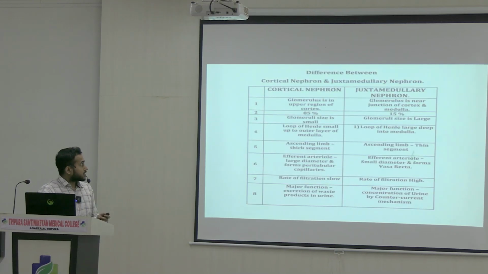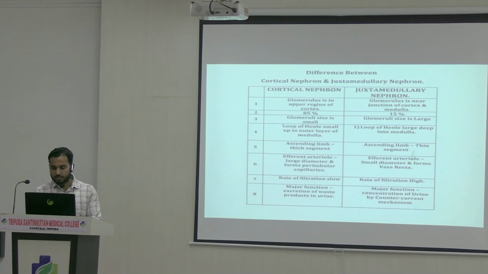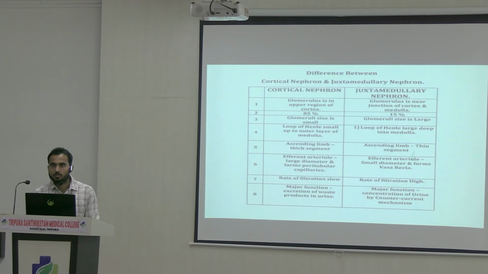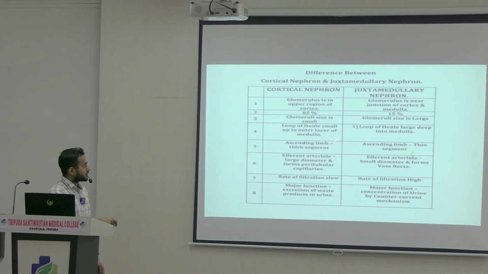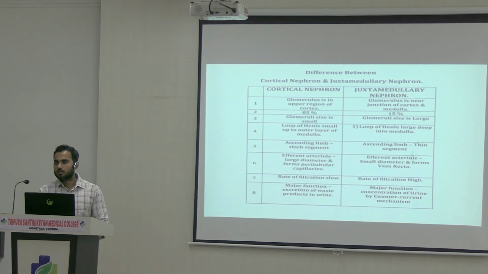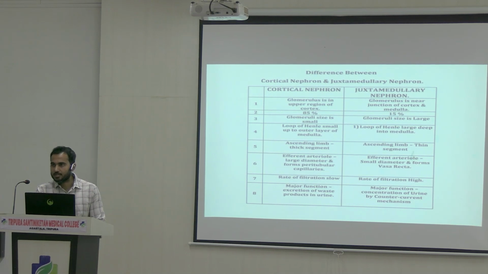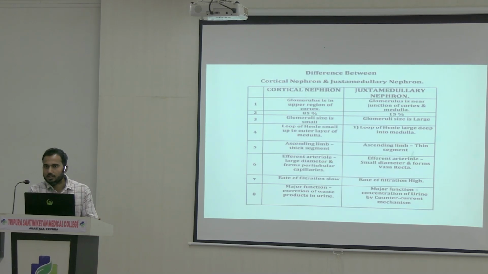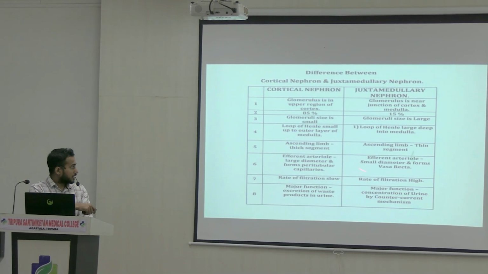Next, I have mentioned the two types of nephrons, the cortical nephron and juxtamedullary nephron. Here you can see two different types of nephrons, cortical nephron and juxtamedullary nephron. I request everyone to go through it so that you can understand the differences between these two nephrons. First of all, where is the location? What is the important function? What is the rate of filtration? That is mentioned over here.